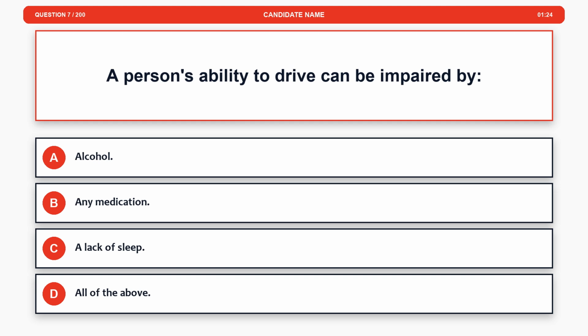Question 7. A person's ability to drive can be impaired by Option A. Alcohol. Option B. Any medication. Option C. A lack of sleep. Option D. All of the above.